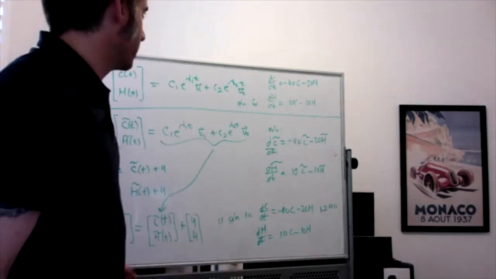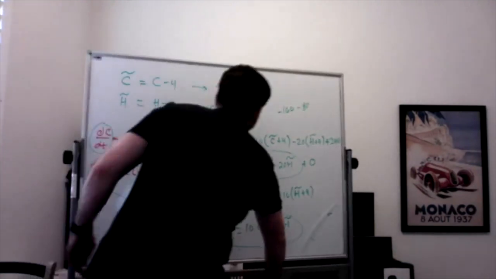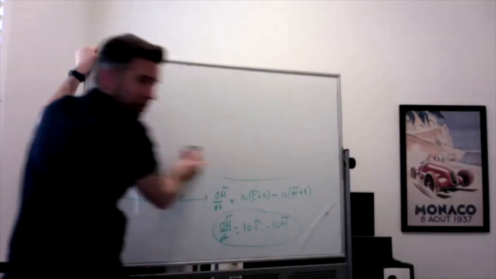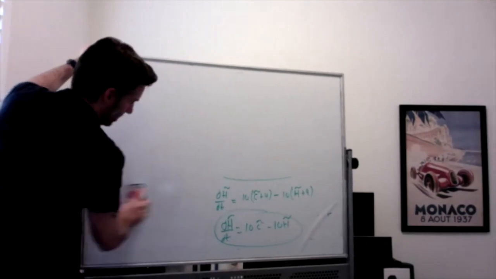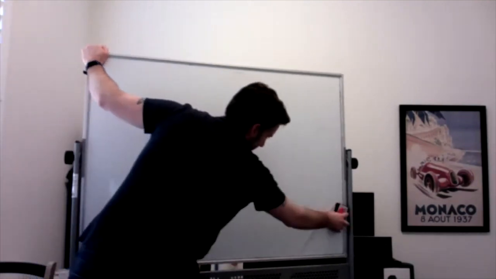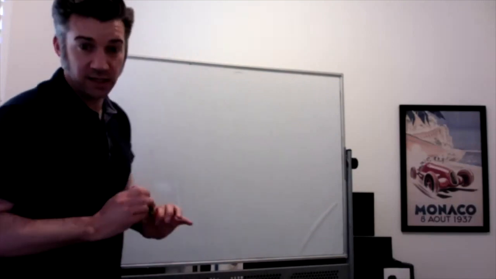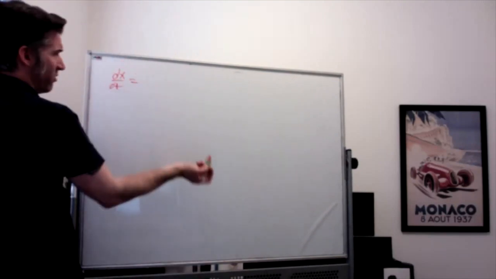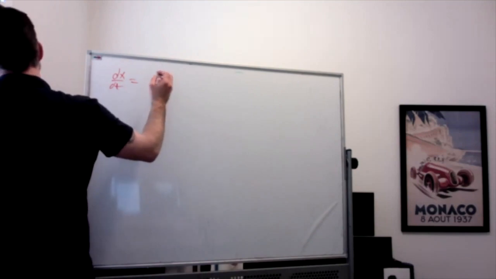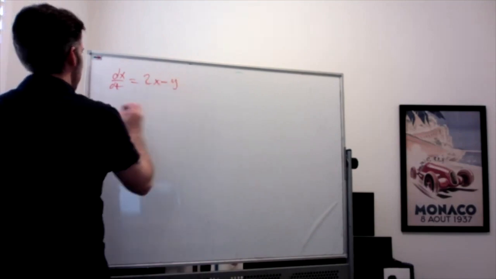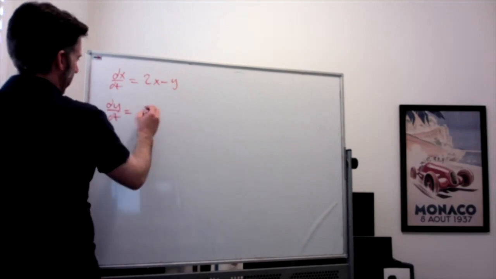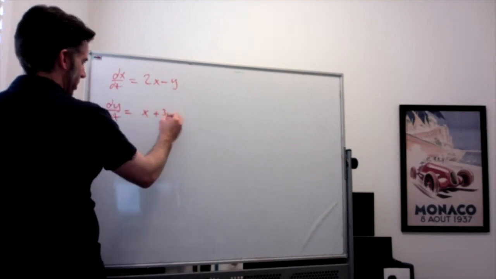So, for example, now this is not a good example, but yeah, I think so. Let me use these last 3 minutes to say something that I'm pretty sure is going to be coming up later on. Let's say we have this system of equations. dx/dt equals, I'm going to try and make it easy, 2x minus y, and dy/dt equals, let's do x plus 3y, sure.